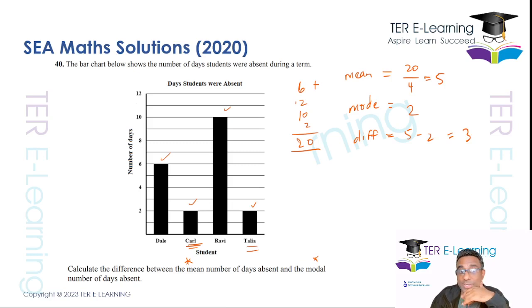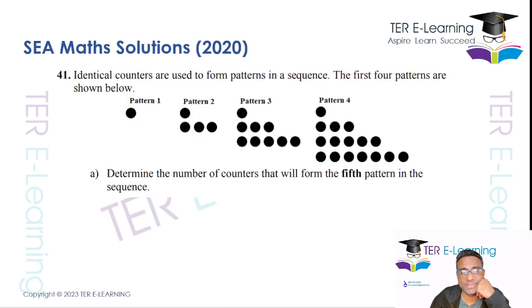So that's a tricky question, eh? And this is the last section of the paper now. Question 41: identical counters are used to form patterns of the sequence. The first 4 patterns are shown. Determine the number of counters that will form the 5th pattern in the sequence.